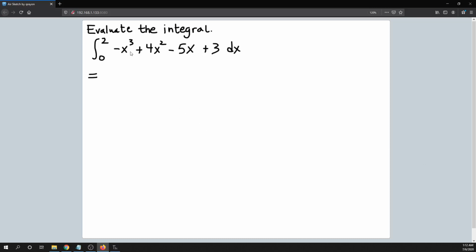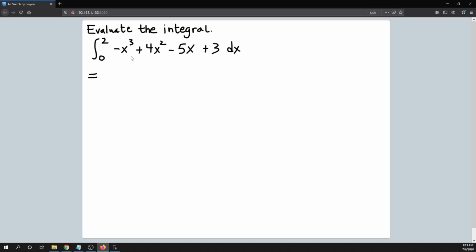We can see that it has 4 terms, right? These are separated by addition and subtraction. So we can use the sum and difference rules to find the antiderivative of each piece here, and then just add or subtract them back together. And that's what we need, right? We need an antiderivative of this function.